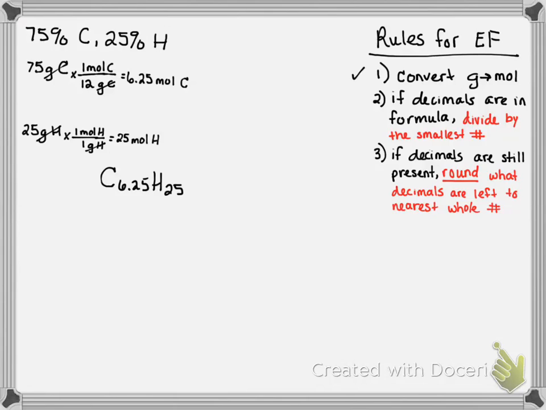We never see formulas written this way in chemistry. Formulas must be small whole numbers. And so if when you determine your empirical formula, you get some numbers in your formula that have decimals, you're going to need to move on to step 2. And that's going to happen to you 99% of the time.